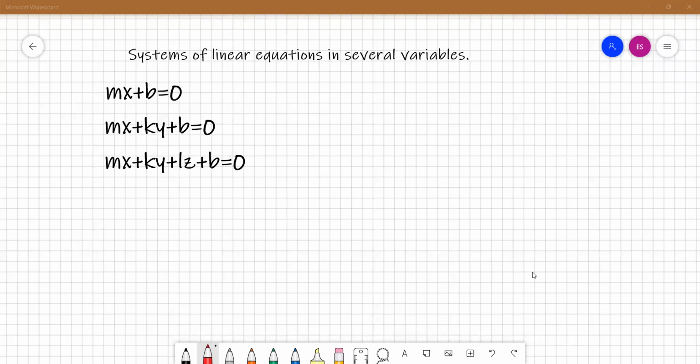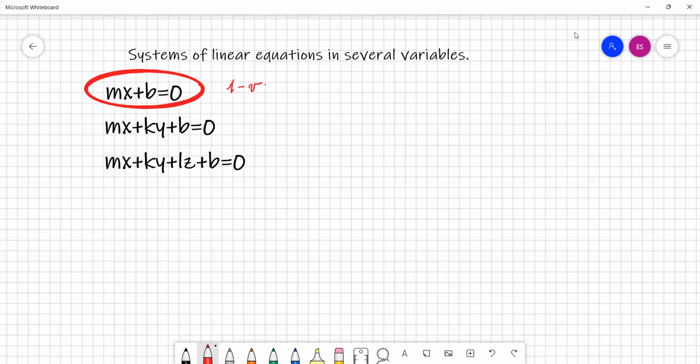Hello, everyone. Today we are going to talk about linear systems of equations in several variables. First, what is a linear equation? Well, there is a first example. This is a linear equation in one variable. The variable is x. X is a variable, and m and b are real numbers, constants.